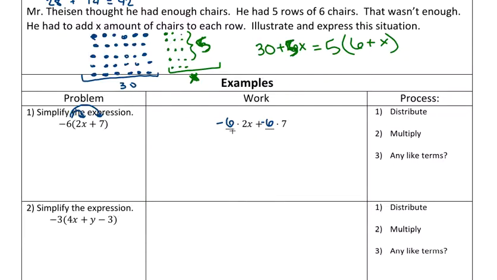So now we can multiply. -6 times 2. 6 times 2 is 12. Negative times positive is a negative. And remember, you can use a calculator for this if you'd like to, but we do have to keep that x. So -12x plus negative 6 times 7. 6 times 7 is 42. And negative times a positive is a negative, so negative 42. And there are no like terms. I have one part that has an x and one part that does not have an x, so I cannot add them together. So that's our final answer.